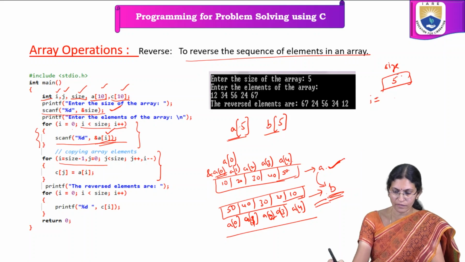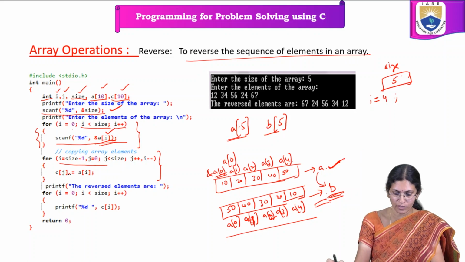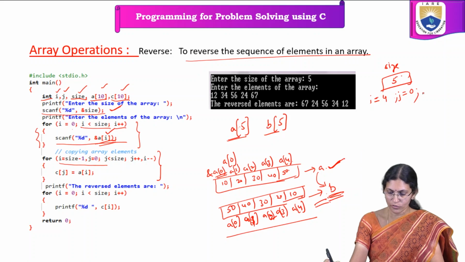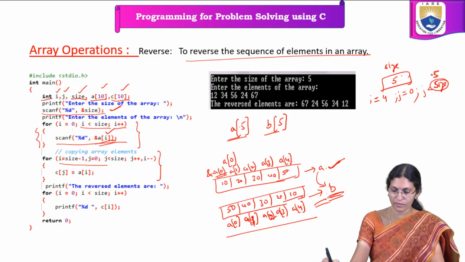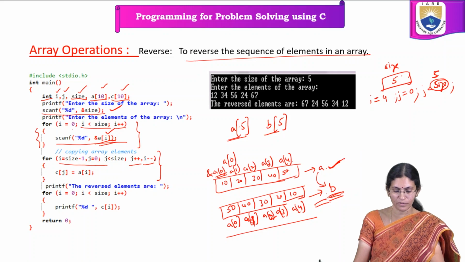What is the size given? If the size given by the user is 5, then 5 minus 1 is 4. So the I value will start from 4. Next, j is another variable which is used to loop through the array, and j is equal to 0. After that the condition mentioned is j less than size, which means j is less than 5 here. In the updation expression we have used j plus plus and then I minus minus.